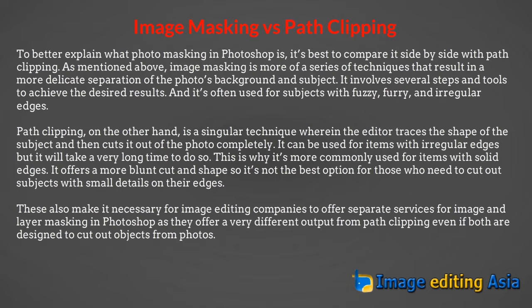Path clipping, on the other hand, is a singular technique wherein the editor traces the shape of the subject and then cuts it out of the photo completely. It can be used for items with irregular edges, but it will take a very long time to do so. This is why it's more commonly used for items with solid edges. It offers a more blunt cut and shape, so it's not the best option for those who need to cut out subjects with small details on their edges. These also make it necessary for image editing companies to offer separate services for image and layer masking in Photoshop, as they offer a very different output from path clipping, even if both are designed to cut out objects from photos.